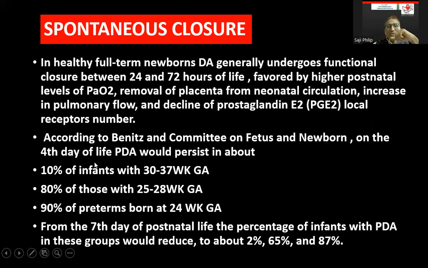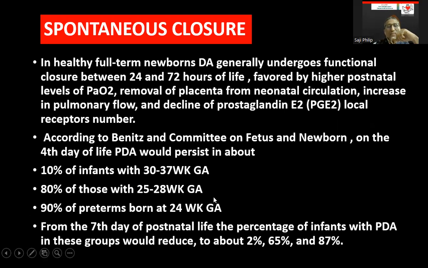There is a beautiful study by Bennett and colleagues. They found that after the fourth day, the ductus arteriosus persists in only 10% of infants at 30 to 37 weeks. That means in term, near term or late preterm babies, spontaneous closure is very, very high. Whereas between 25 and 28 weeks, 80% will be open, and 90% at 24 weeks. After 7 days, if you wait without any medication, the 10% in term babies becomes 65%, the 80 will become 65, and the 90 will become 87.